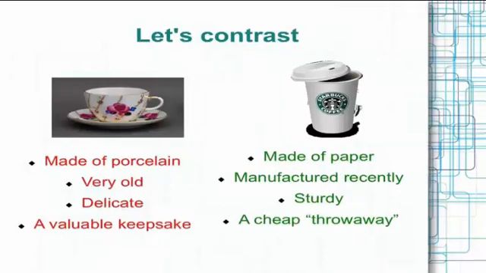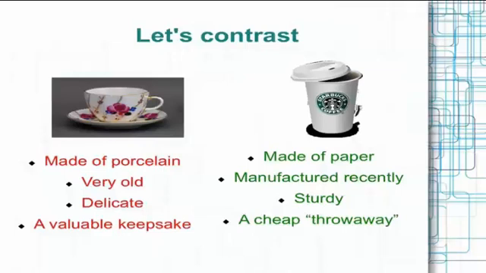If we take the cup on the left, the teacup, it's made of porcelain. It's very old in all likelihood. It's delicate or fragile. In other words, if you drop it, it will break. And it's a valuable keepsake. That is to say, it's something that might be handed down generation to generation in your family. It's something you want to hold on to.